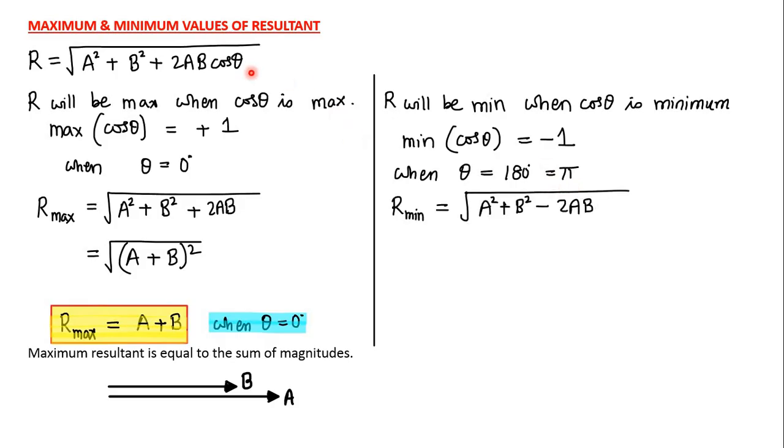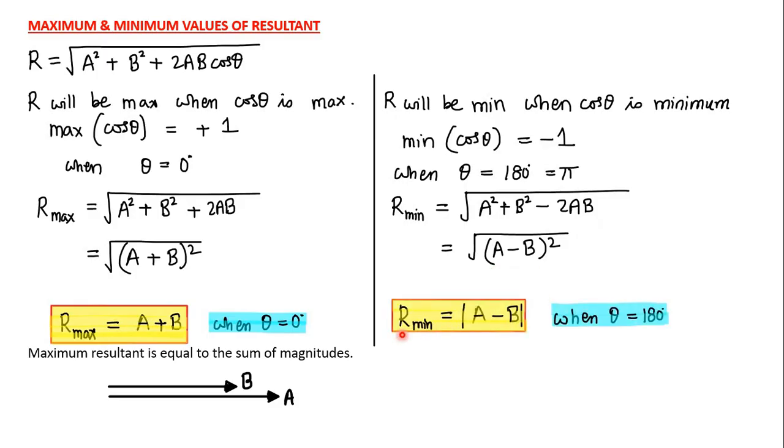So we substitute cos theta equal to minus 1. We get the minimum resultant equal to root of a square plus b square minus 2ab. Then we realize that this expression is the expansion of (a minus b) whole square. So root of (a minus b) whole square. By taking the square root, we get R minimum is equal to mod of a minus b. Here we have put a mod because sometimes this difference can be a negative value. Say a is smaller than b, then a minus b will be negative. That is why we are putting the mod here. If a is greater than b, then there is no problem. So this is obtained when the angle theta is 180 degrees.